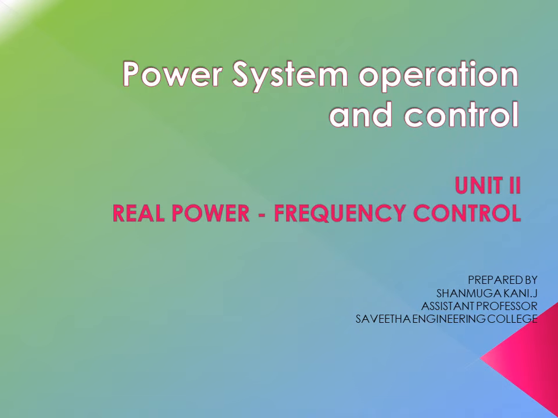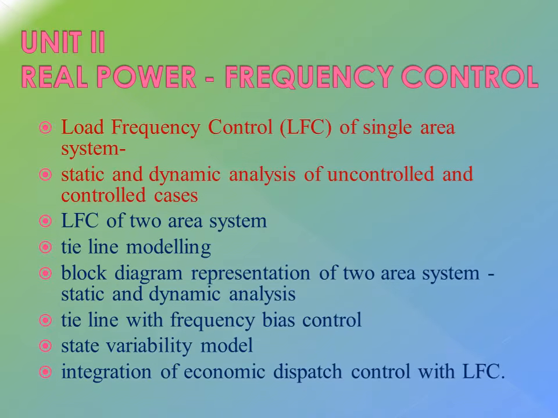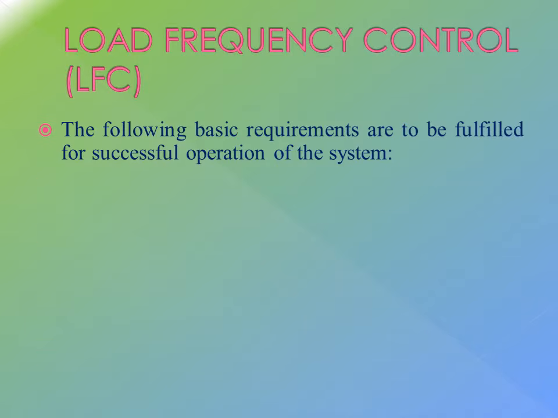The second unit of power system operation and control is the real power and frequency control, that is PF control. These are the topics which we will see in our second unit: the load frequency control of the single area system, multi-area system, dynamic and static analysis of controlled and uncontrolled cases. All these topics we will be covering in this unit.